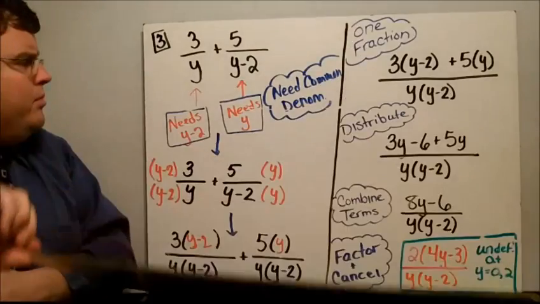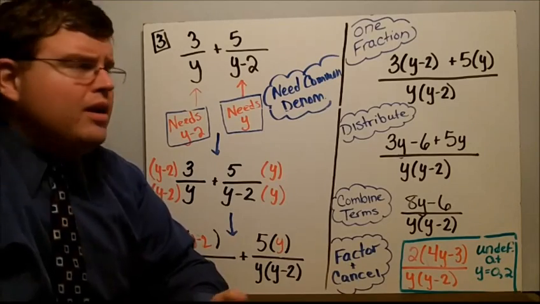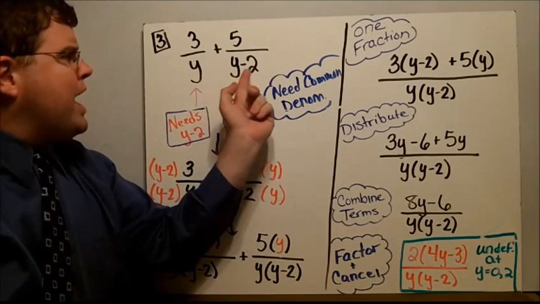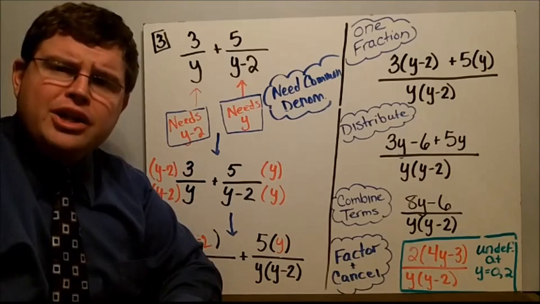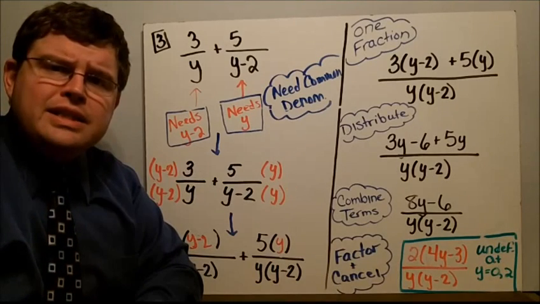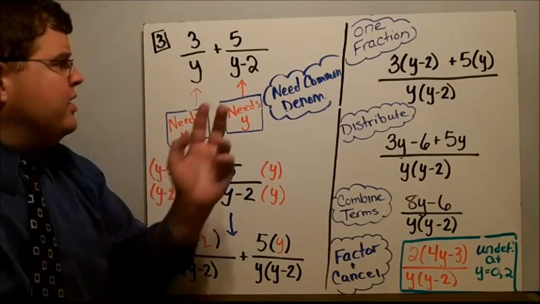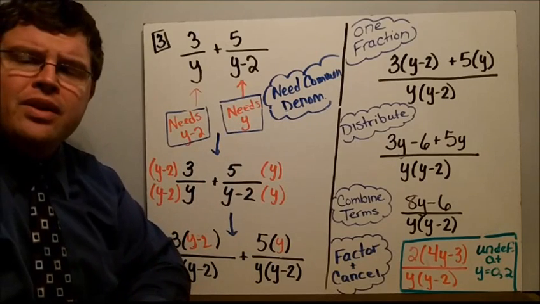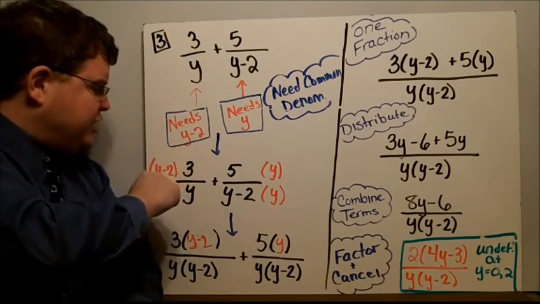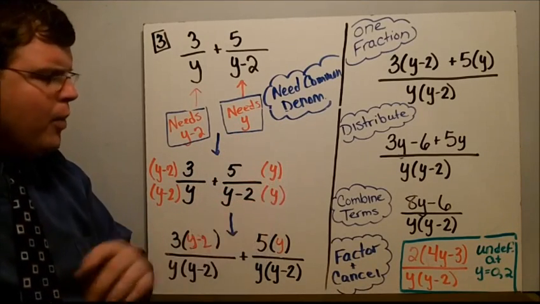In our third example, we have 3 over y plus 5 over (y minus 2). Notice here I have y minus 2. Y minus 2 is one package. It's like the y and the 2 are married. They're married with a subtraction symbol. This side over here, I simply have a y. I look at each of these things and I say, what does it need? Well, this side needs a y minus 2. This side over here needs a y. So in order to get my common denominator, I'll multiply this first fraction here by (y minus 2) over (y minus 2). The other side I'll multiply by y over y.